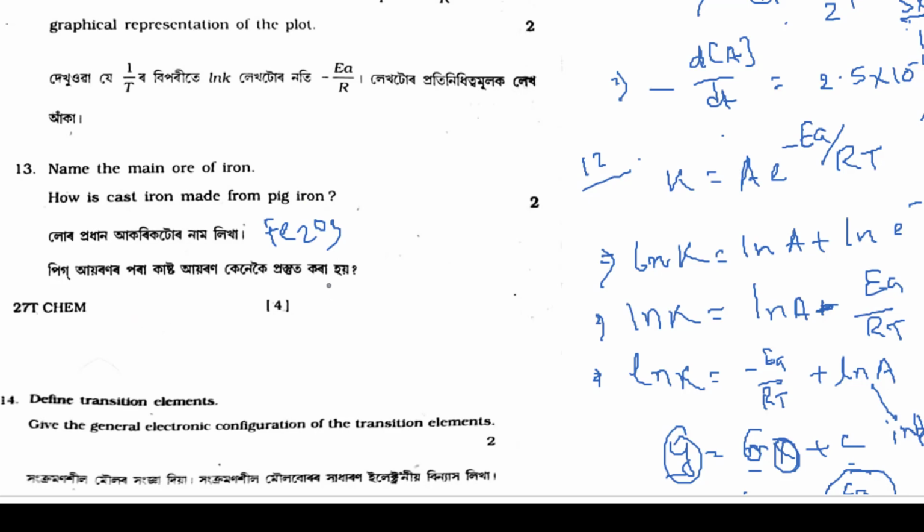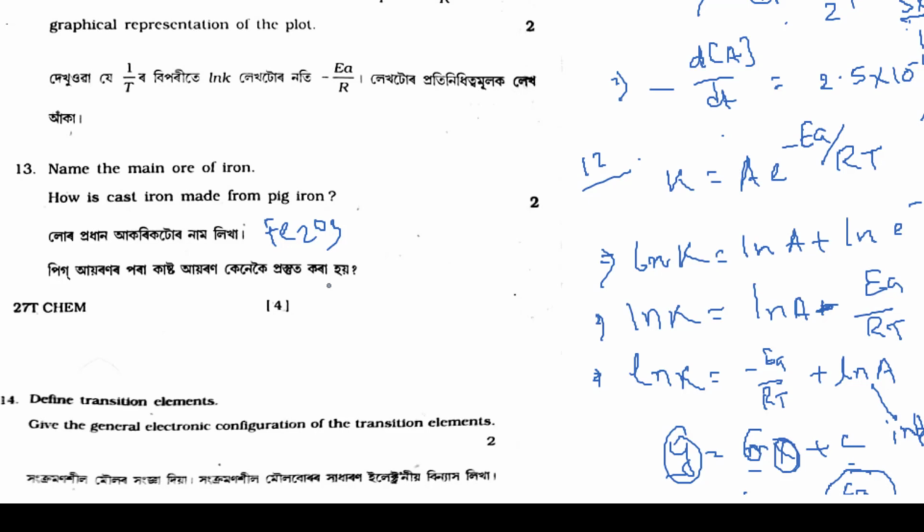How is cast iron made from pig iron? This is simple and important. Cast iron is obtained by melting pig iron with scrap iron and coke using a hot air blast furnace. You have to write this line.